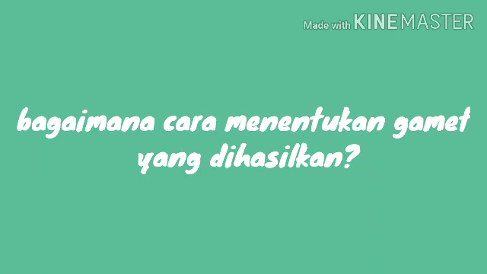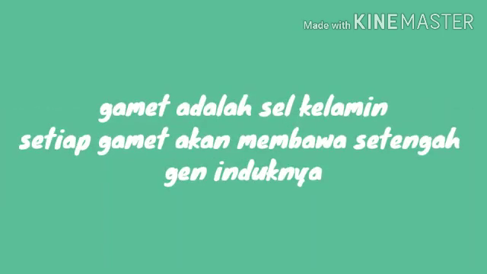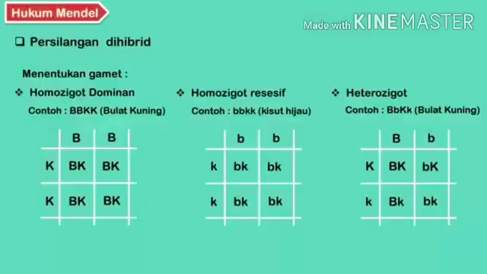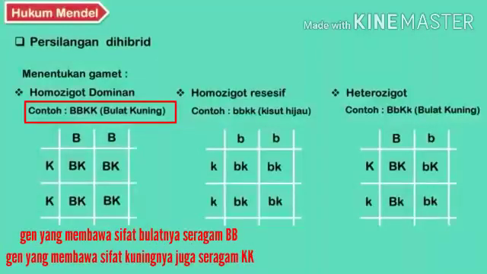What is a gamete? Gametes are sex cells. Each gamete will carry half of its parent's genes. The first is a parent that is homozygote dominant. Homozygote means that the genes are of the same type. For example, BBKK is yellow round. The gene carrying the round trait is the same, B big and B big. The gene carrying the yellow trait is also the same, K big and K big.